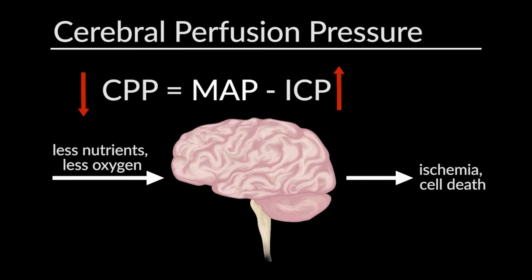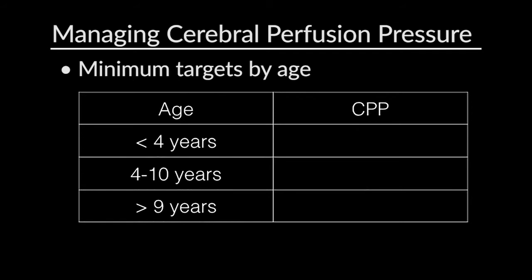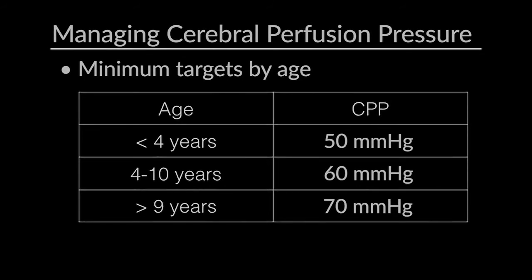And typically when we talk about managing cerebral perfusion pressure, we think about minimum targets by age. And we'll get into this in a few minutes. But you can see here that less than 4 years of age, we try to target a cerebral perfusion pressure around 50 millimeters of mercury. Anywhere between 4 to about 10 years of age, we target around 60 millimeters of mercury as a minimum target. And greater than 9 years, we start to think of them more like an adult and target cerebral perfusion pressure around 70 millimeters of mercury.